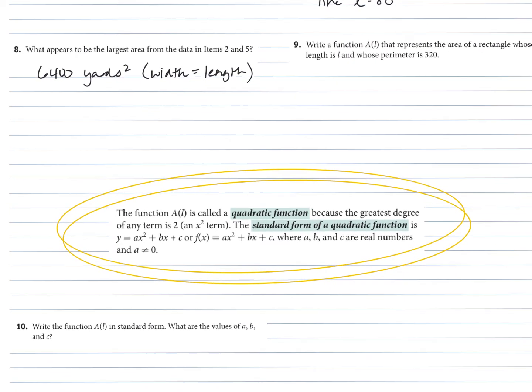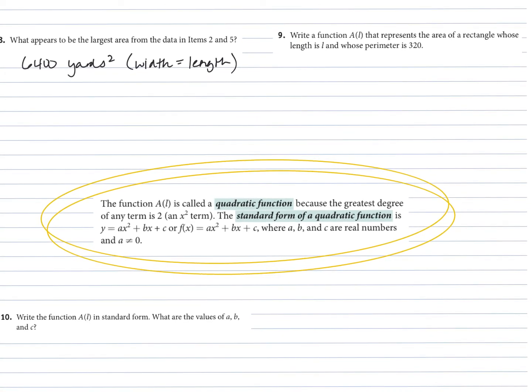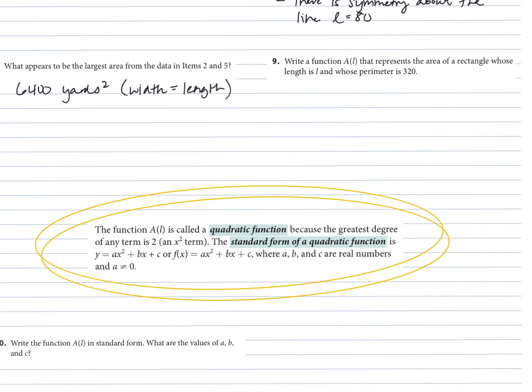Now let's look at number 9. Number 9 is a little bit tougher, so I'm going to help you out with this one. It says write a function A of L that represents the area of the rectangle whose length is L and whose perimeter is 320. Remember, we're saying A of L. That's going to be our area. It's similar to writing f of x when we were looking at that specialized notation before. We had an input and an output. Instead of writing x, we're going to write L. And instead of writing f of x, we're going to write A of L.